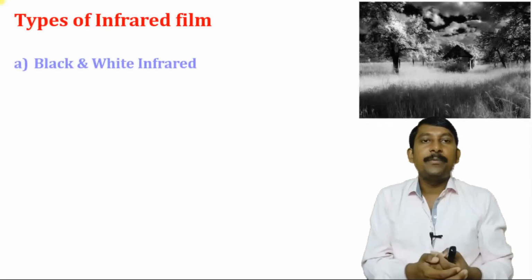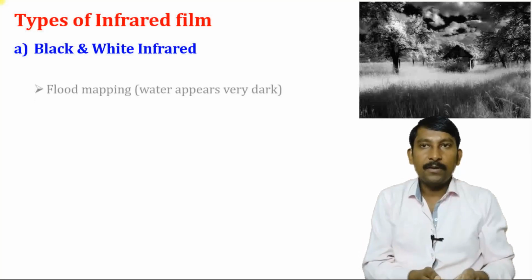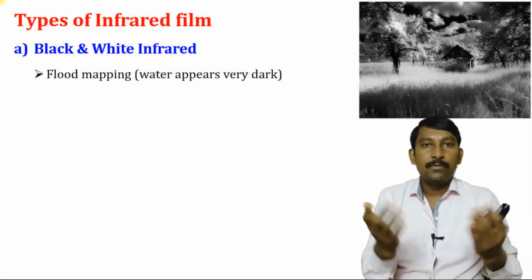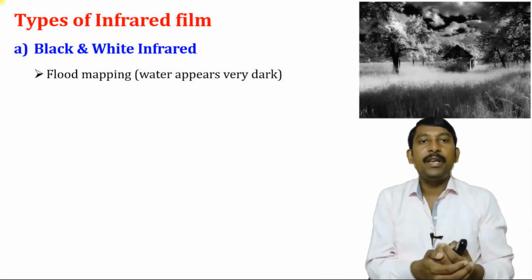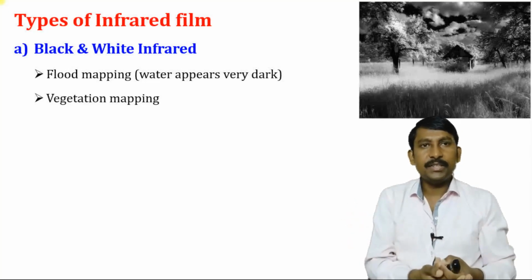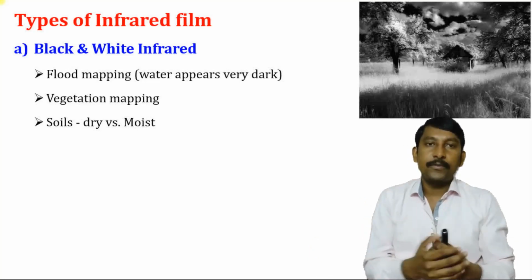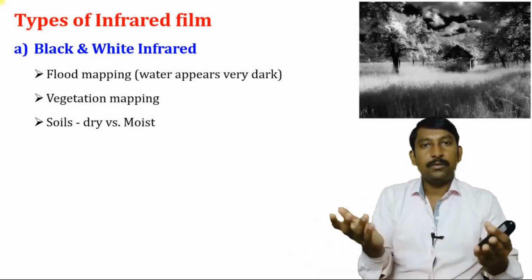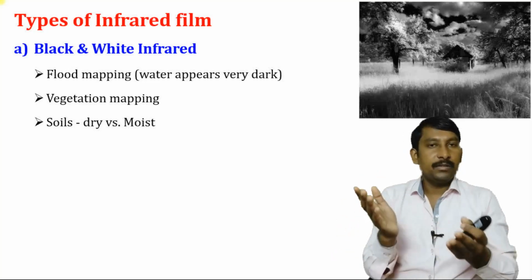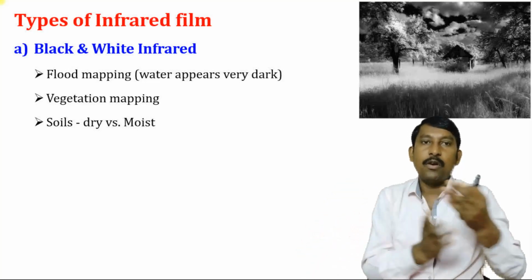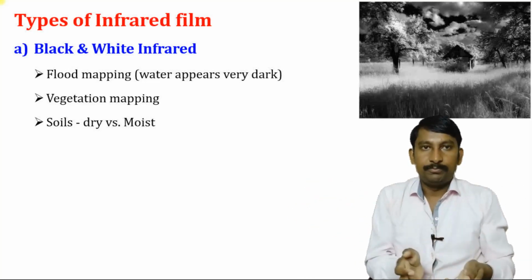Next, the types of infrared films: basically two types. First is the black and white infrared film. These are useful for flood mapping. In these films, flood or water appears in a very dark color. Vegetation mapping also uses black and white infrared films. For soil survey or soil mapping, we also use infrared films. In black and white infrared films, soil texture, dry or moist, is visible as a different tone.